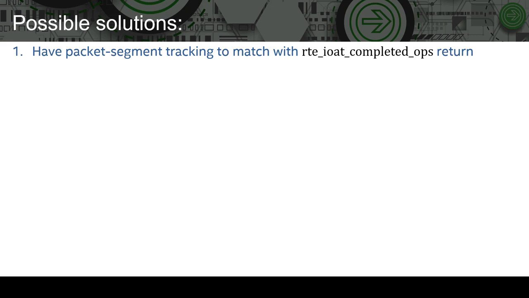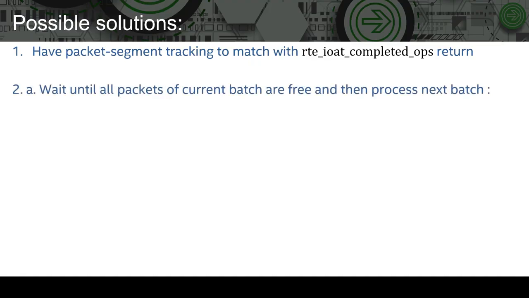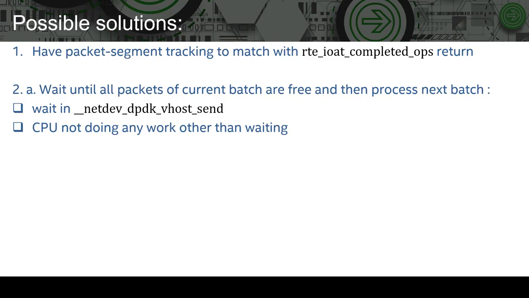For the second problem on when and where to free, there were multiple approaches tried. Let's take a look at them one by one. First solution would be to wait until all the packets of the current batch are freed and only then we process the next batch. So I'm talking about waiting in the function dpdk_vhost_send. But here's the problem. The CPU is not doing any useful work. Moreover, this beats the purpose of async.